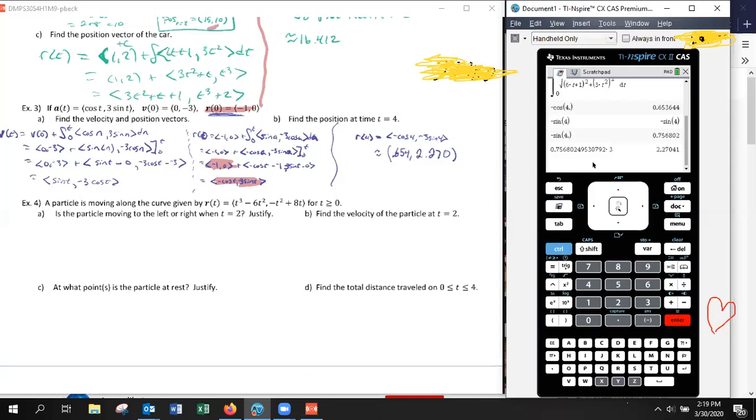Let's go to our last example of the entire notes for the year. A particle is moving along the curve given by that position vector. Is the particle moving to the left or the right when t equals 2?